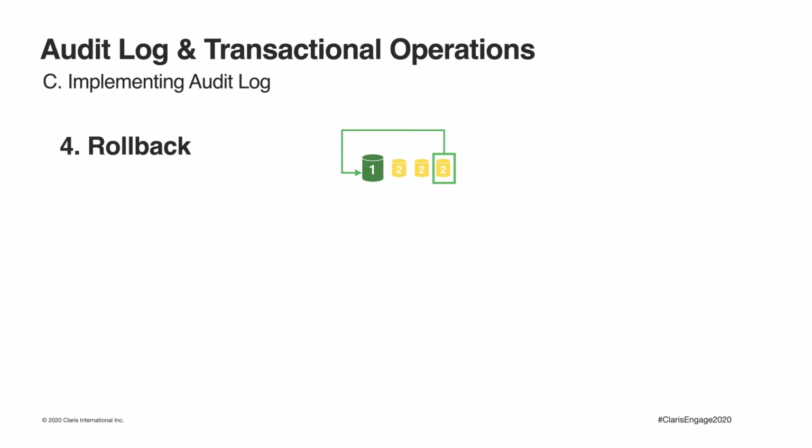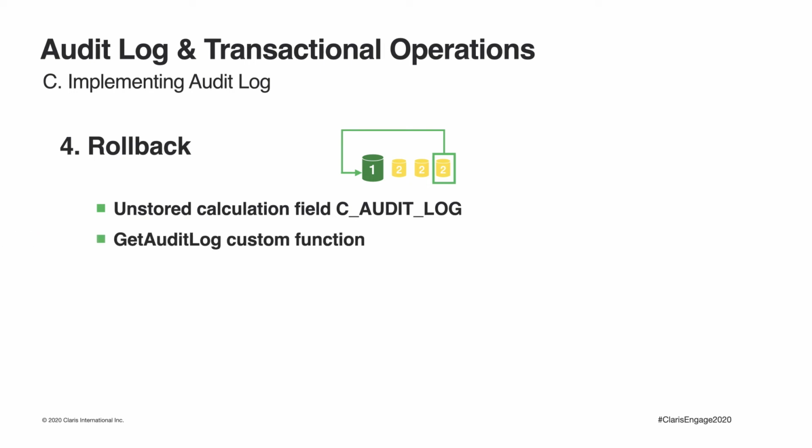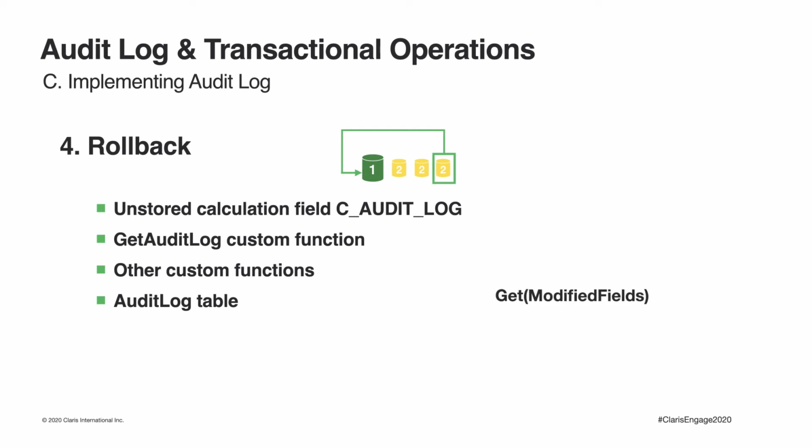To implement this audit log functionality, you need the following key pieces: an unstored calculation c_audit_log, a custom function named getAuditLog, some other custom functions used primarily for parsing, and an audit log table to store the payload. The whole functionality is based on two functions: the getModifiedFields function, which rests within the unstored calculation, and the While function to loop through occurrences.